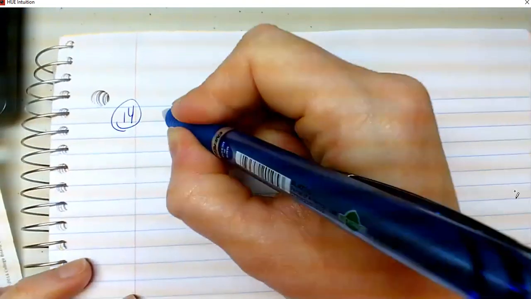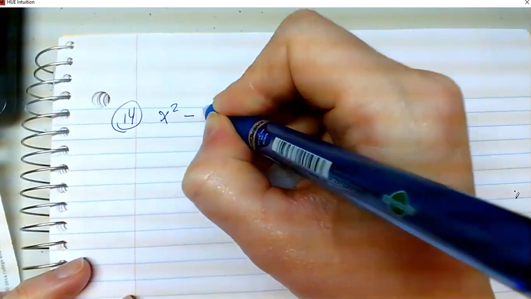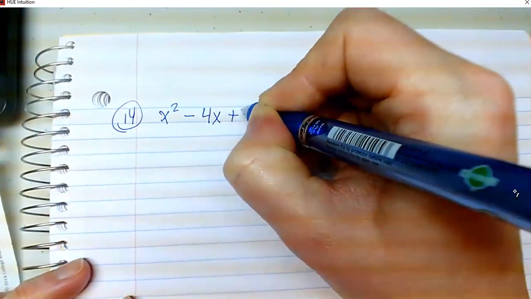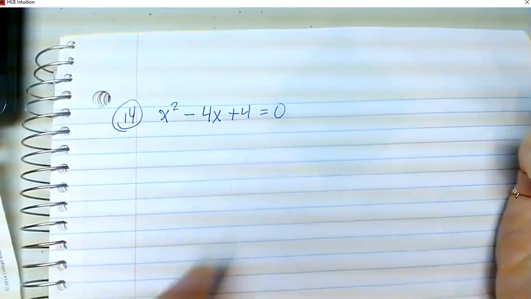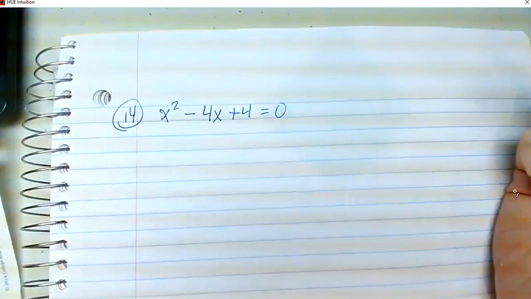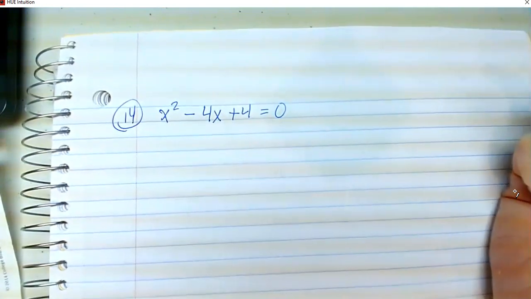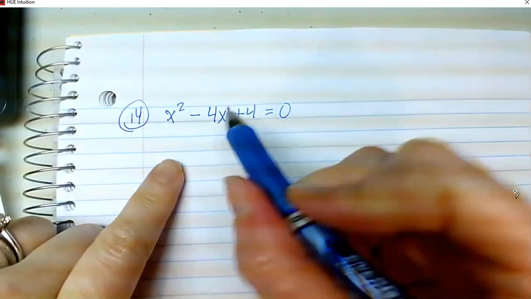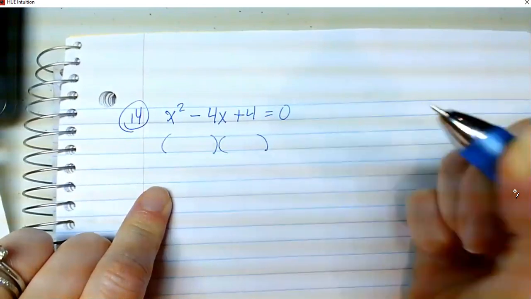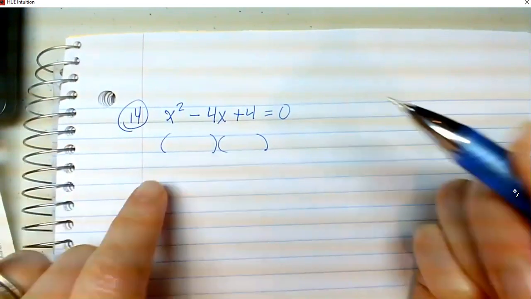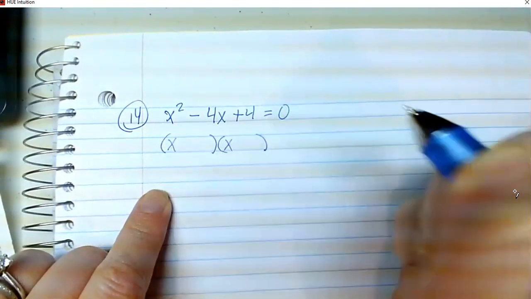So this was number 14 that you did last week. It looked something like this. It says x squared minus 4x plus 4 is equal to 0. Notice that our quadratic is always set equal to 0, okay? Right here, we're going to just factor this quadratic, right? So you took your two binomials, you wrote them out like this. You've got x and x.